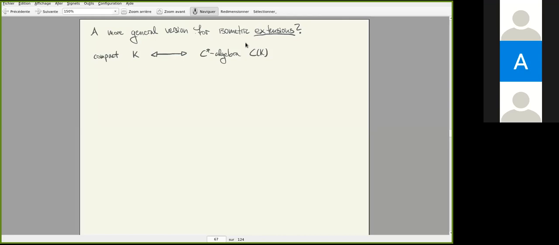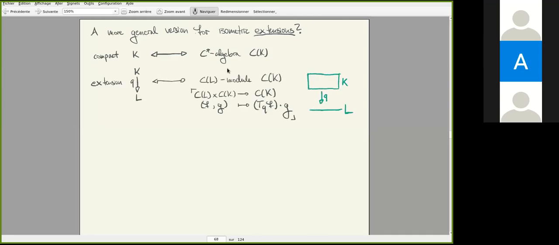Now, what is the right way to think about extensions? So we have an extension of, or just a quotient map of compact spaces. And then how do we think about it? One way to think about it is to think of C of K as a C of L module. And this is somehow an important conceptual point here.